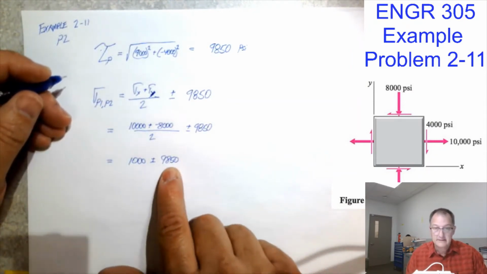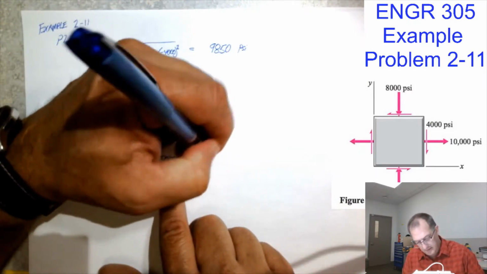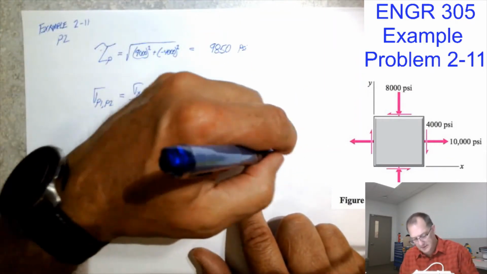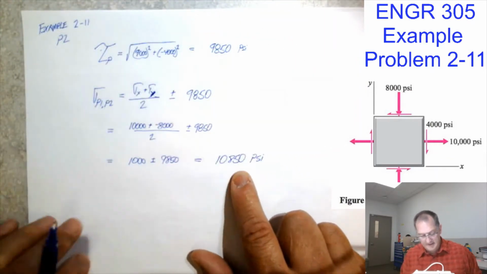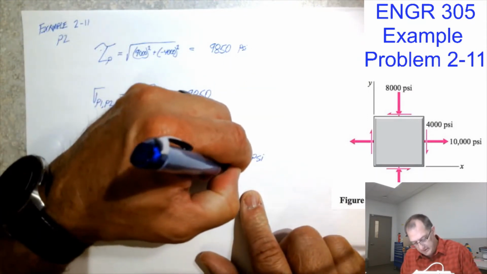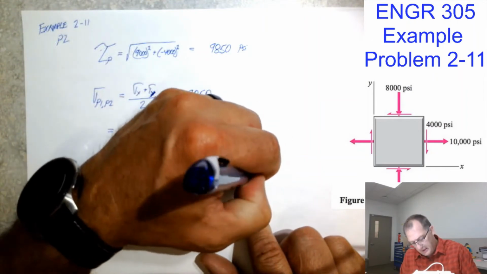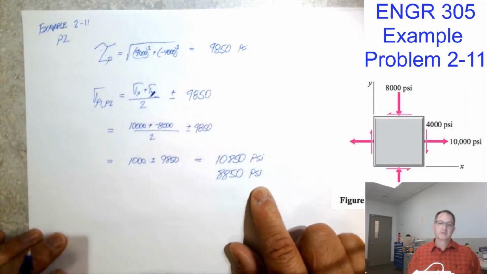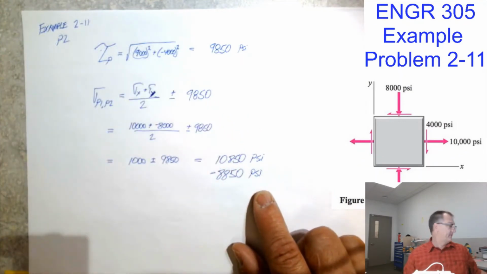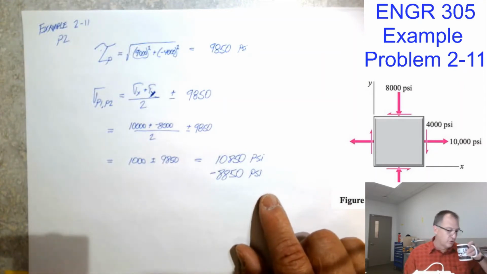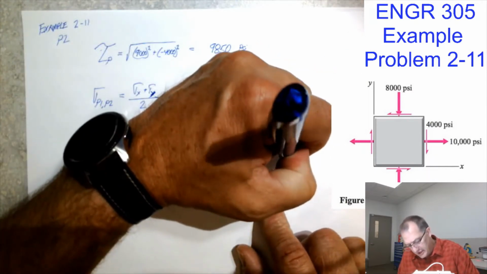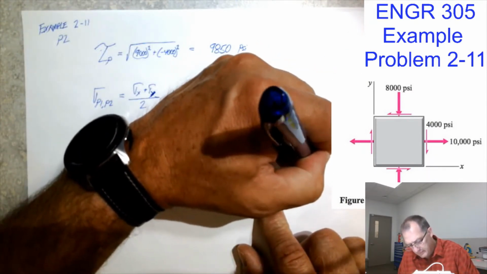Yeah, I've got 10,850. That's one answer, PSI, and that's going to be in tension. And then the other answer is 8,850, and that's also in tension. No, I'm sorry, that's not. That's negative. Negative. That's in compression. The signs will tell you that. So tension, compression.